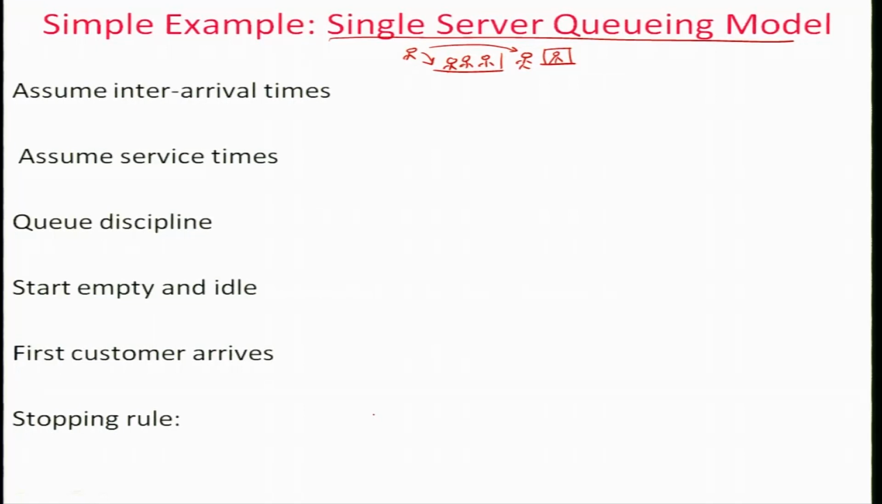Before doing this, we have to make some assumptions. Let us start with the first assumption: the interarrival times are independent and identically distributed. Typically, we call it IID, independent and identically distributed random variables.